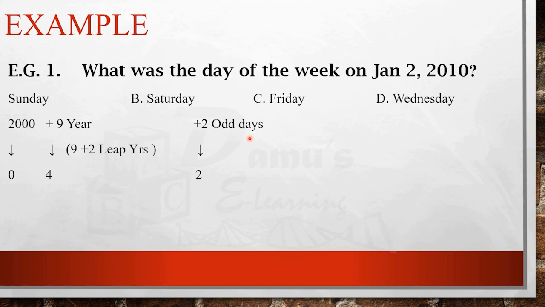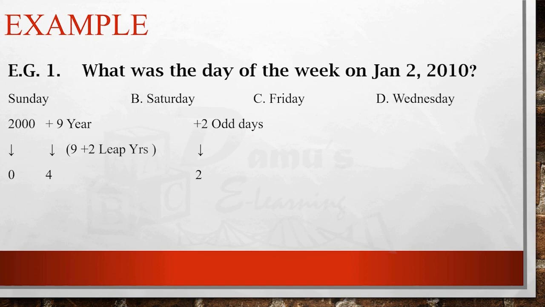So divide 9 by 4, you'll get quotient as 2. That means in these 9 years, 2 years are leap years, 2004 and 2008. So 9 years will have 1 odd day each and the additional 2 leap years will have 2 more days. That means 9 plus 2, total 11 odd days. Now 11 odd days means 11 divided by 7, remainder 4.